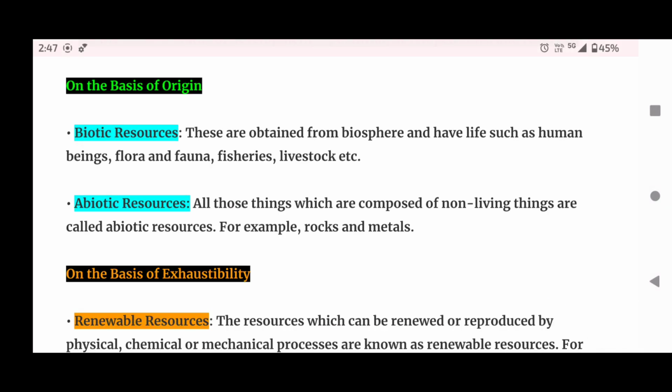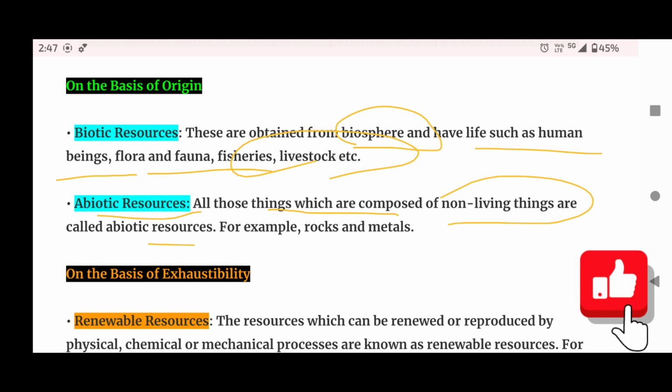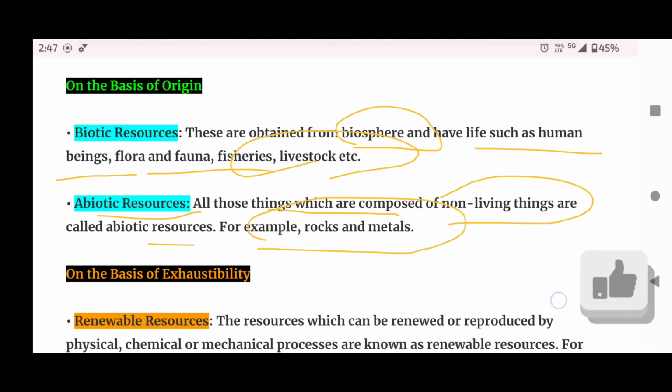On the basis of origin, first there are biotic resources. Biotic resources are obtained from the biosphere and have life, such as human beings, flora and fauna, fisheries, livestock, etc. Abiotic resources are all the things which are composed of non-living things. For example, rocks and metals.